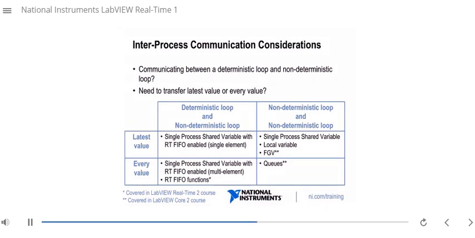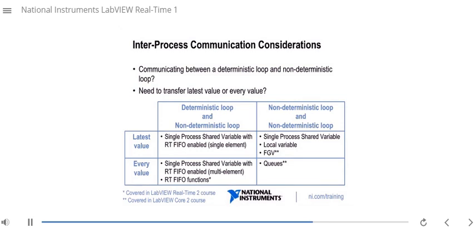So at the bottom of this slide, you see a chart with the answers to those two questions. So you see the column of deterministic loop and non-deterministic loop, and you also see a column for non-deterministic loop and non-deterministic loop. And then for each of those, we talk about, do you need the latest value only, or do you need every value? And the cells within that table tell you the different methods that you can use for each situation. And we'll be talking about these during this lesson.